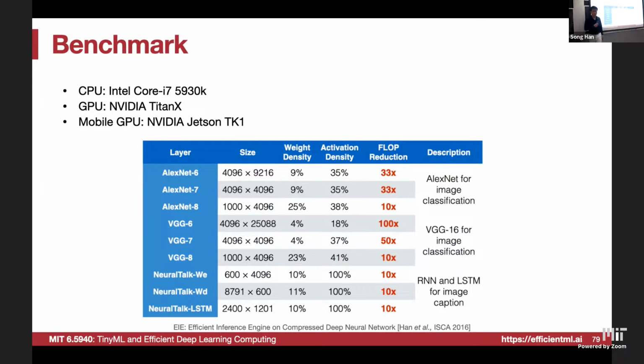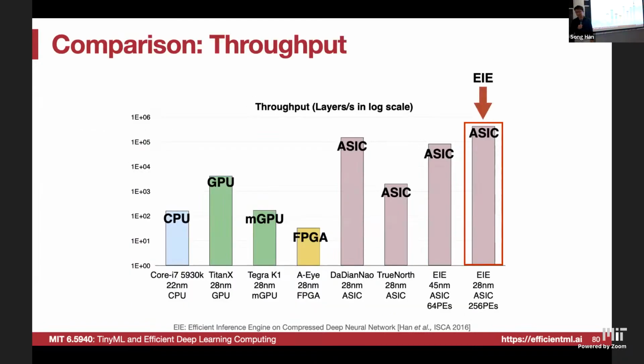But pay attention to this NeuralTalk, which is an LSTM. Okay, so for LSTM, they are not using ReLU activation. Okay, that's why here the activation density is 100%, it is dense. So the saving only comes from the pruning of the weights. Okay, so that's the RNN and LSTM for image captioning. For large language models, the pruning is far behind this 10x because fine-tuning is pretty challenging, and we are still trying to figure out a way to do that. So if you're interested in that, we can discuss that in the final project.